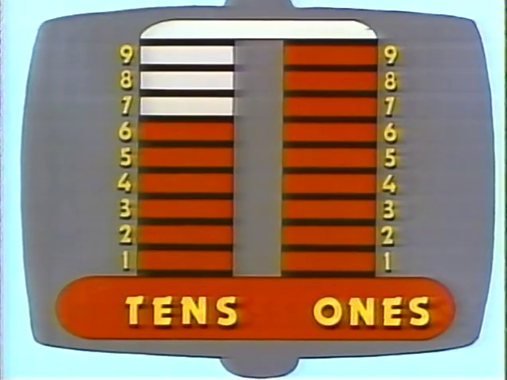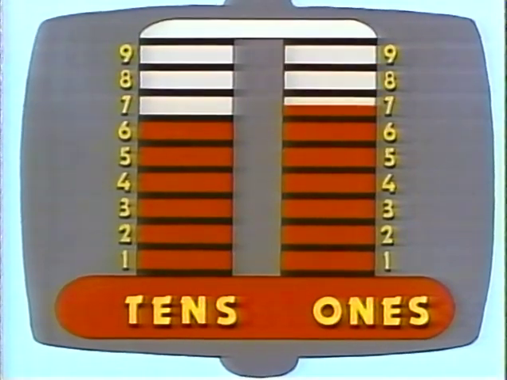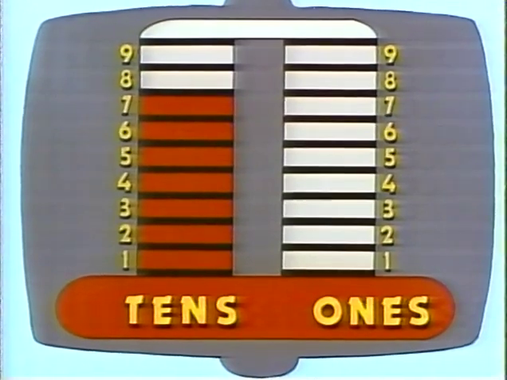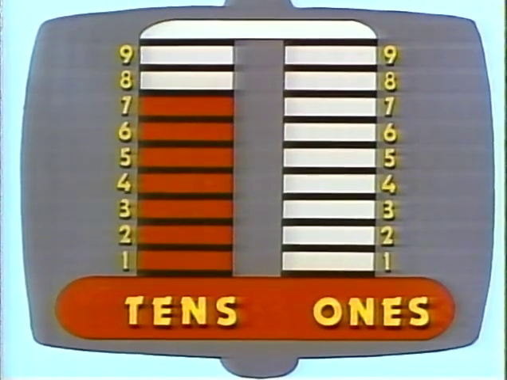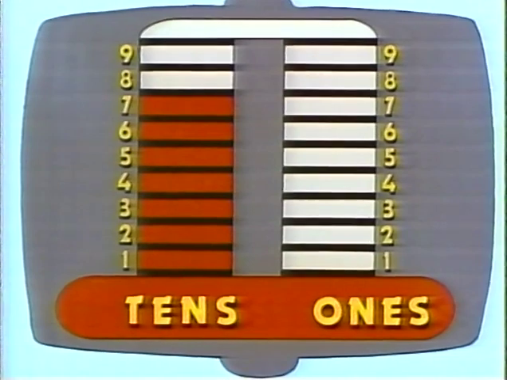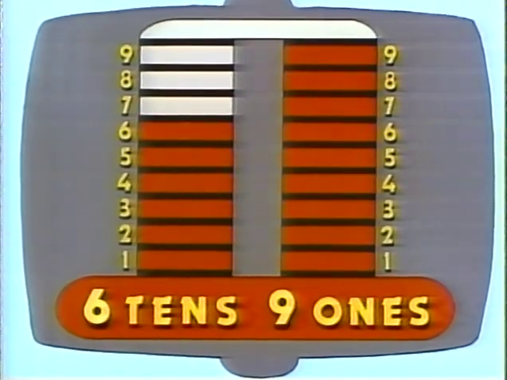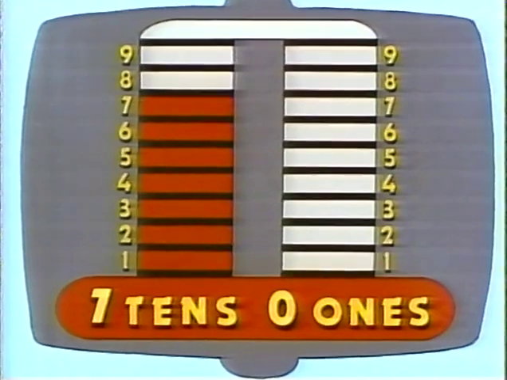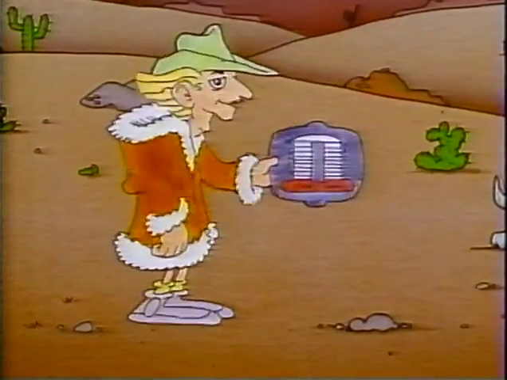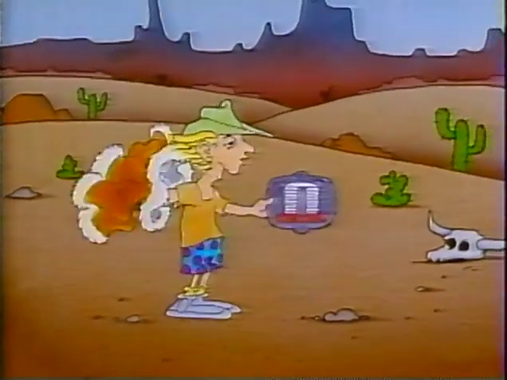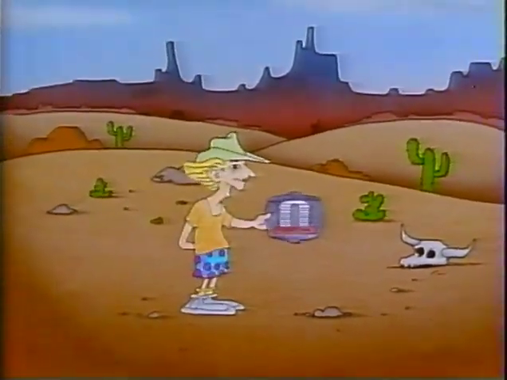Let's check the temperature again. I had 9 ones before, and now I don't have any. So it should be cooler. No, wait. My thermometer only has room for 9 ones in the ones column. If you have 10 ones, they show up as 1 ten in the tens column. So, after 6 tens and 9 ones comes 7 tens and 0 ones. It's 1 degree warmer than it was before. The temperature went up from 69 to 70. Oh well, as long as we're in the sunny southern states.